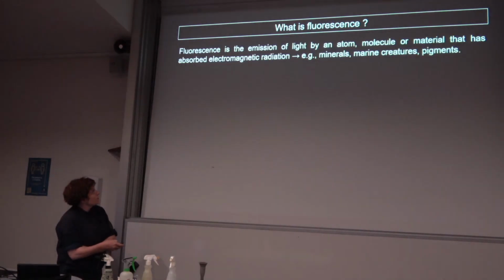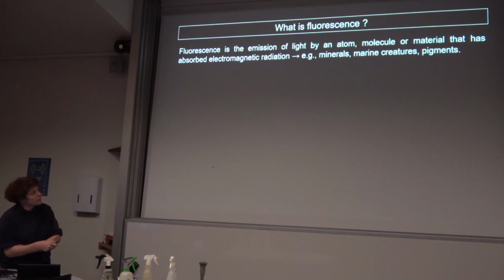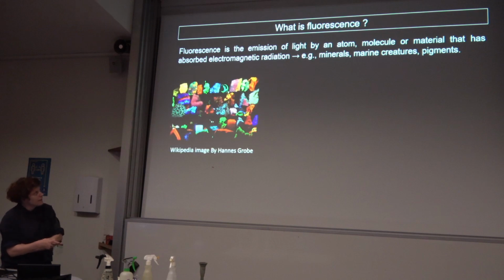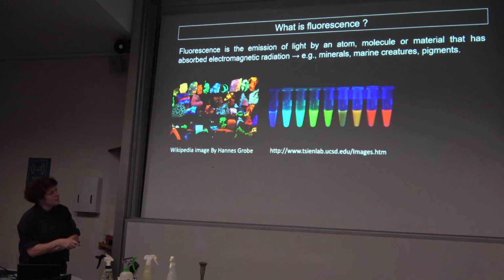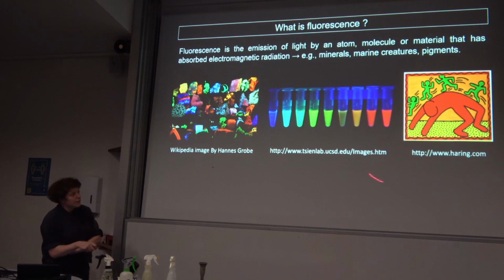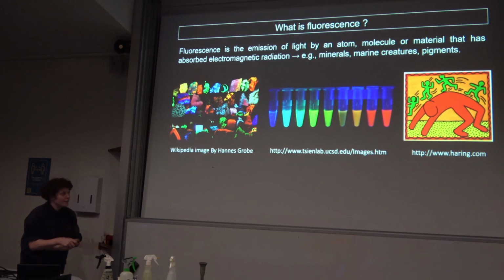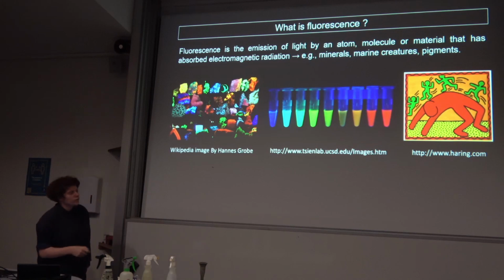So what is fluorescence? Fluorescence is the emission of light by an atom, molecule, or material that has absorbed electromagnetic radiation, and examples are minerals, many marine creatures. For example, genetically encoded fluorescent proteins came from a jellyfish initially. And it's also observed a lot in many types of pigments. If you went to the NGV recently, you might have seen the Keith Haring exhibition, and they had a room lit by ultraviolet light so that you could see the fluorescence from these paintings.